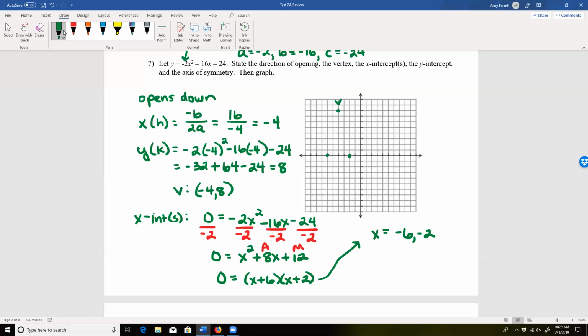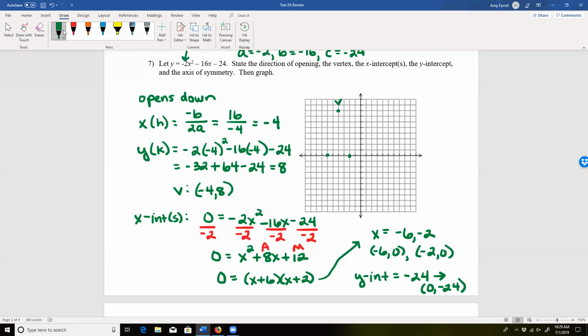You could also write them as ordered pairs. The ordered pairs would be (-6, 0) and (-2, 0). Okay. Y-intercept, that's next. The y-intercept is when we let x be 0. If we let x be 0 in this equation, any term that contains a variable is going to disappear. So our y-intercept is just going to be c, the very last number. So our y-intercept is -24. As an ordered pair, that would be (0, -24).